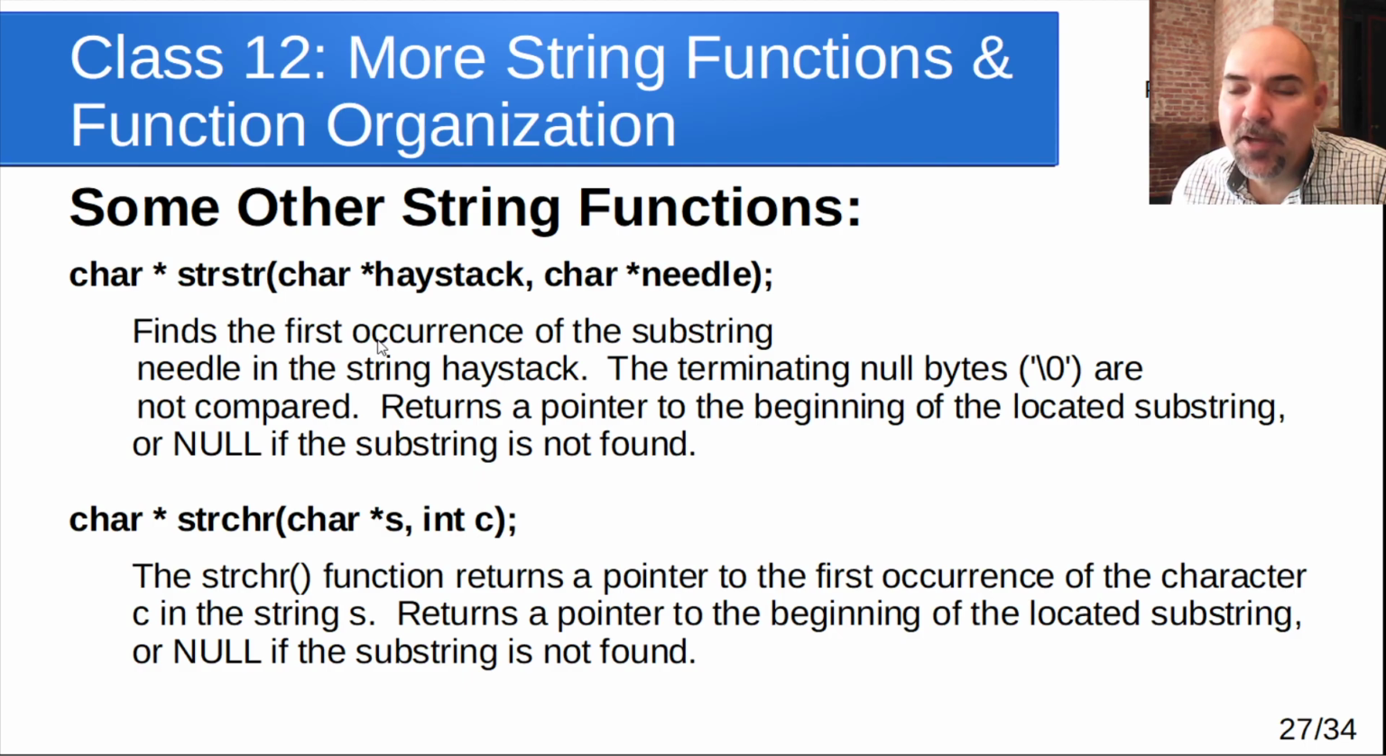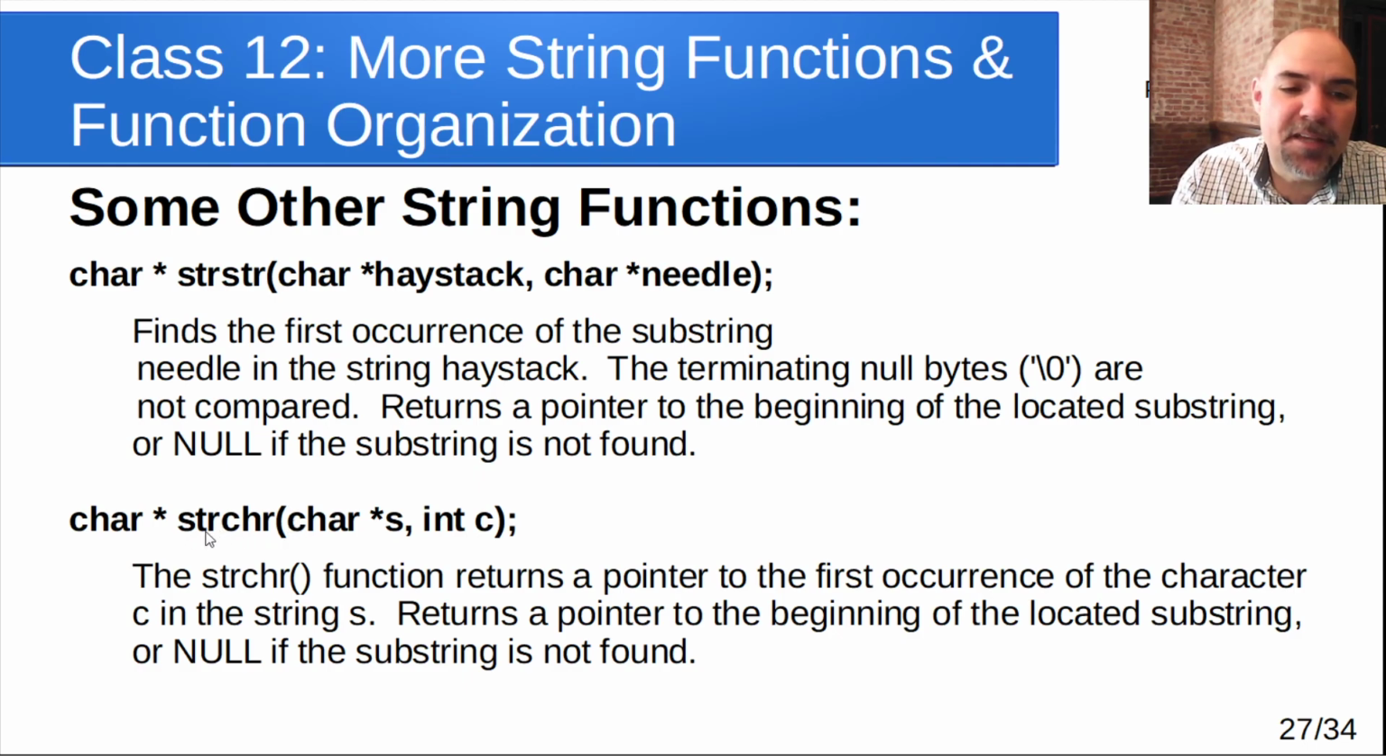So in other words, if I had a thing that says hello world, and I search for wo, it would find that, and it would return a pointer to the place where the beginning of that first occurrence was. If it doesn't find it at all, if this pattern is not found in that, it returns a null pointer, a pointer with an address value of 0.